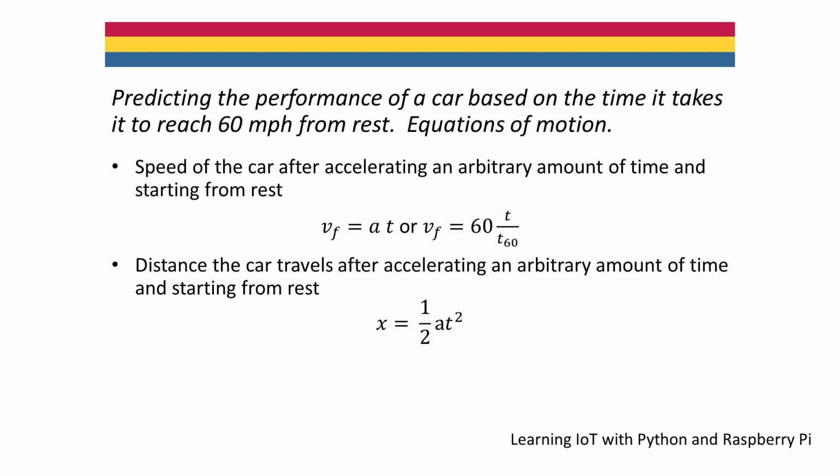The speed of the car at the end of this arbitrary time can be calculated from the product of the acceleration and the time. This speed would then be in units of feet per second. An alternative equation will result in speed in units of miles per hour. In that case, multiply the ratio of the arbitrary time and the time to go from 0 to 60 by 60. The distance the car travels in this arbitrary time can be calculated by taking the product of the acceleration and time squared divided by 2. The distance will then be in feet. Note that there are other ways that these quantities could be calculated.